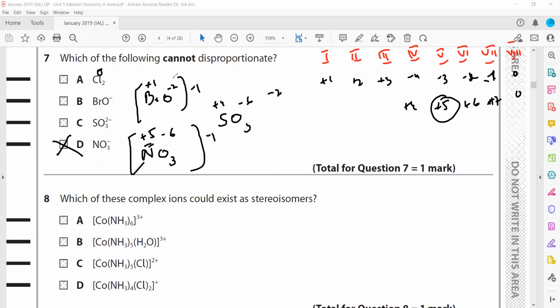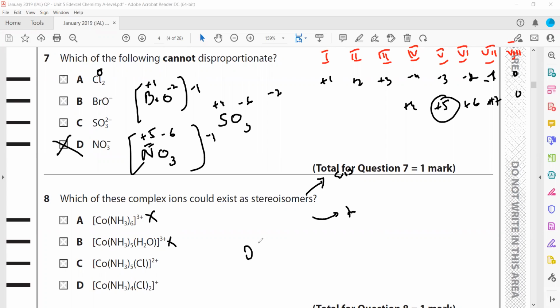So which of these complex ions could exist as a stereoisomerism? Stereoisomerism here refers to cis and trans. So to be cis and trans, different groups should be attached. Here this cannot be because all are identical. Here 5 are identical and 1 is different, so this cannot be. Here again 5. Why I'm saying this cannot be?